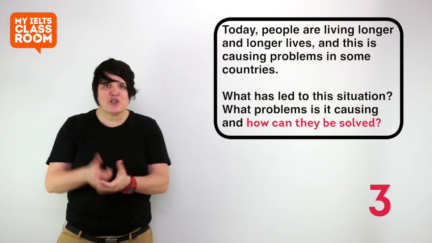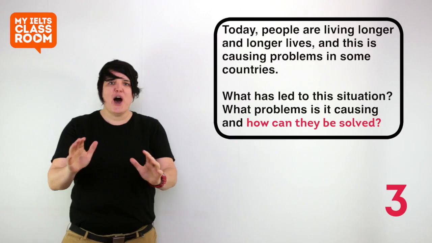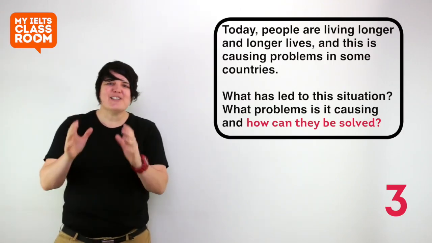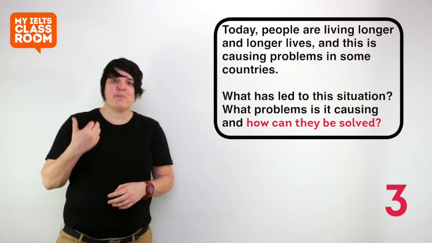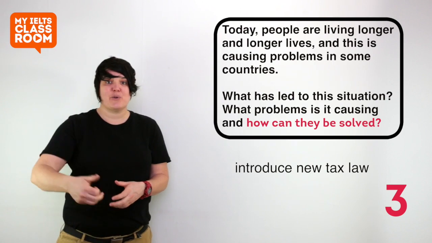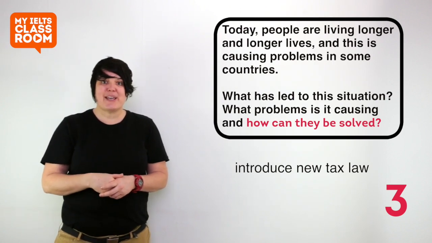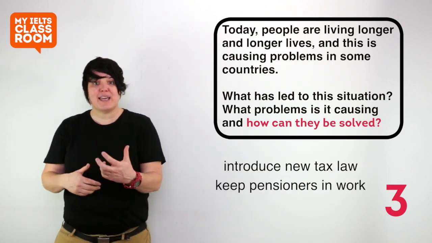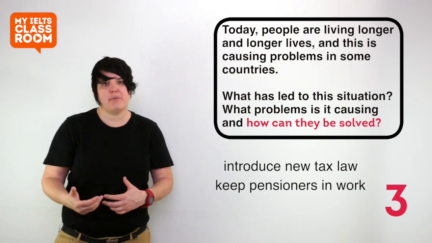And finally, how can we solve this issue? It's easy. Let's just shoot all the old people. No, I think this really means how can we solve the problem of money? Maybe we can introduce new taxes on old people. Maybe we can have old people still working somehow while they are capable.